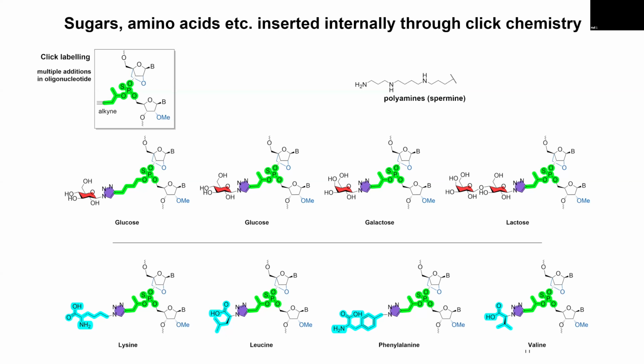But to give an example of the click chemistry approach, we've shown that we can put sugars, glucose, galactose, lactose into the backbone. We can put amino acids, lysine, leucine, phenylalanine, valine, and we can put polyamines like spermine. There should be one more nitrogen somewhere up here, spermine, to increase binding to target RNA. So that gives us a huge amount of variety. So we can make oligonucleotides with small numbers, large numbers of modifications within the backbone using this methodology.